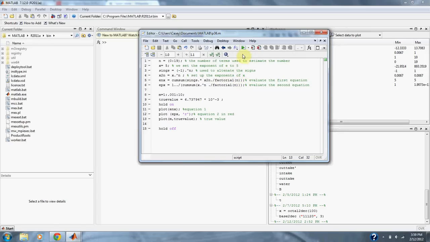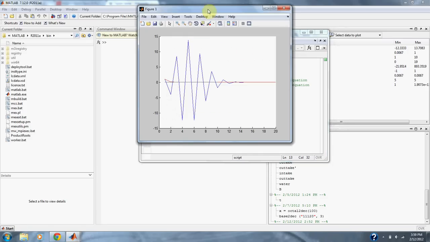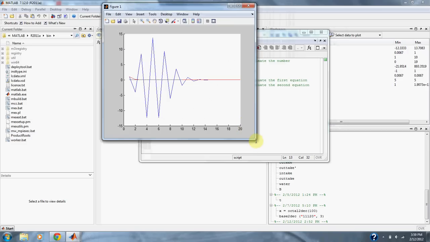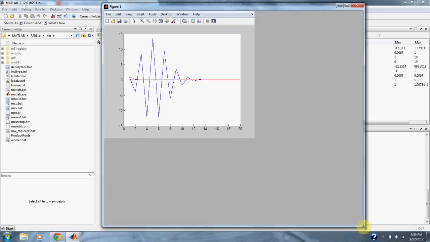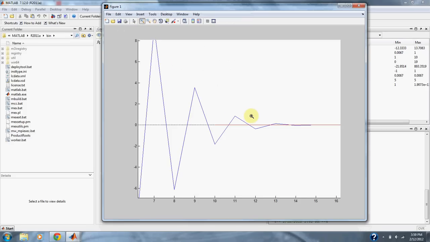So, we click run and we can see all our equations. We have three different graphs, the actual and the two approximants. The black line is the actual value. The blue is the first equation and the red is the second equation.